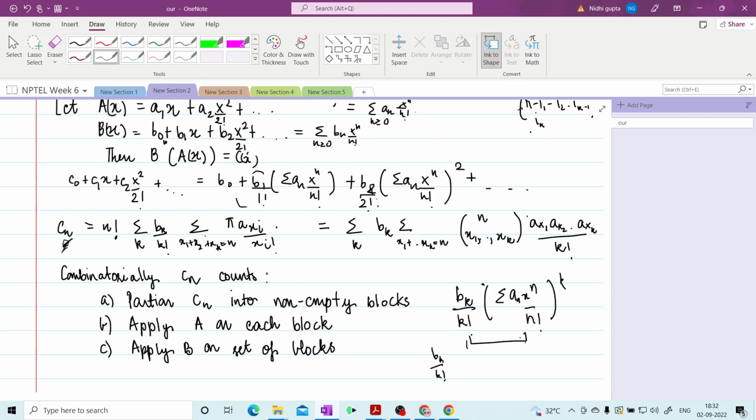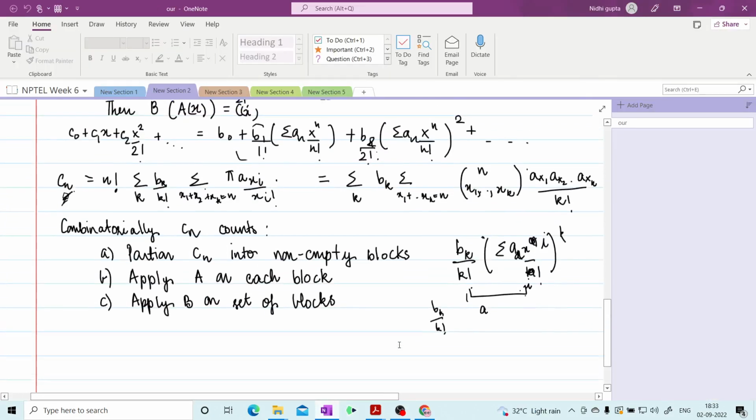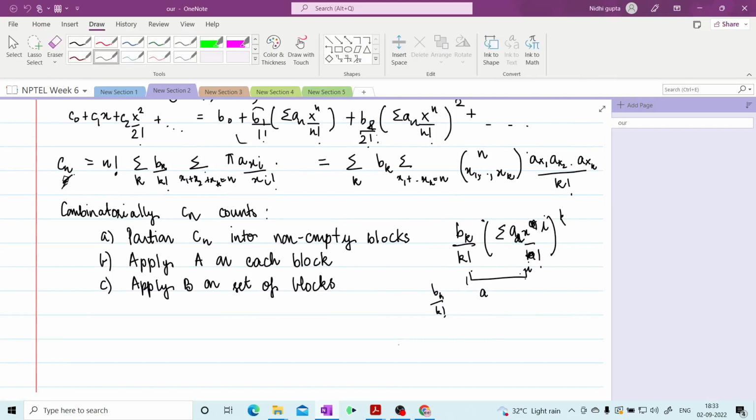And now we want to compute the coefficient of xn. If I write it as ai, because I'm computing the coefficient of this, it will be the product of ai by i factorial and x raised to i, such that these i's sum up to n.